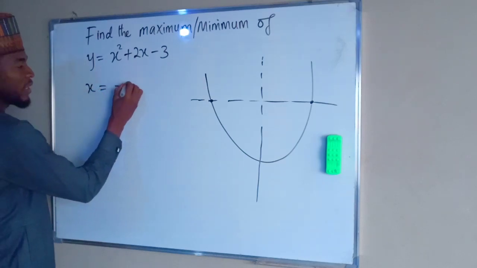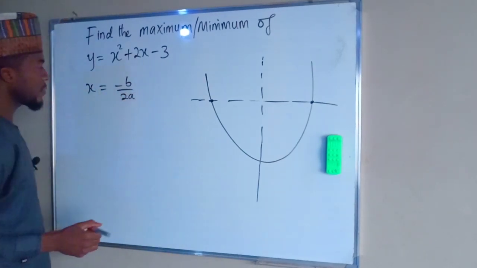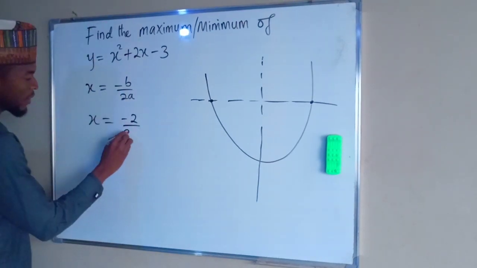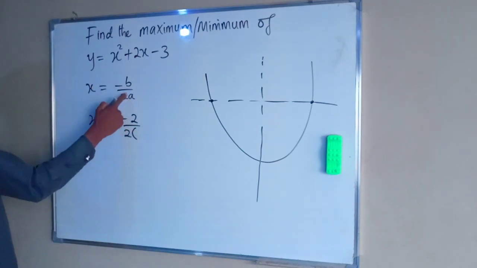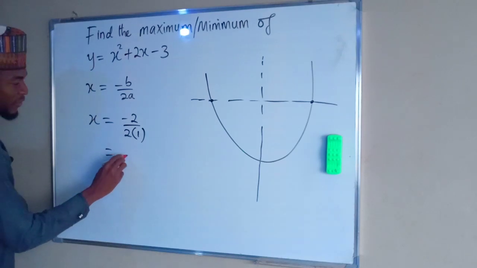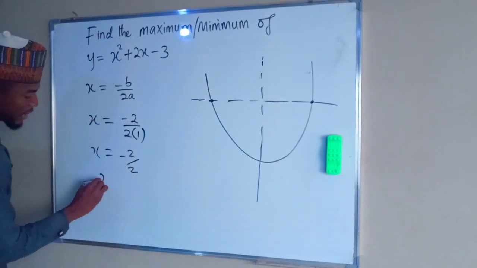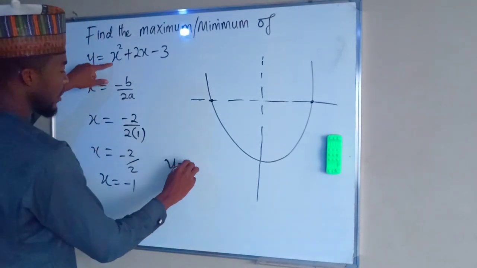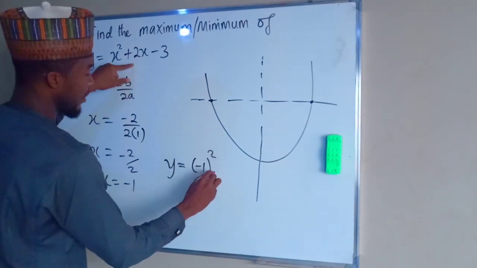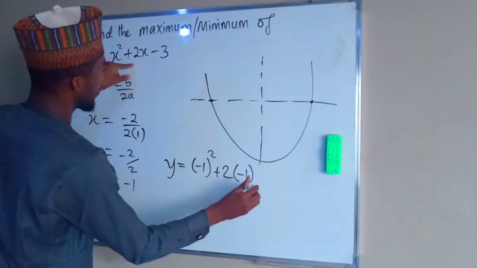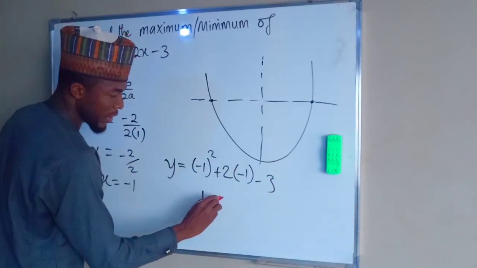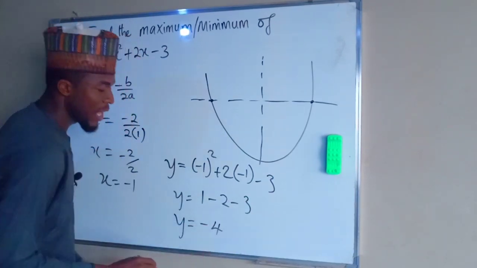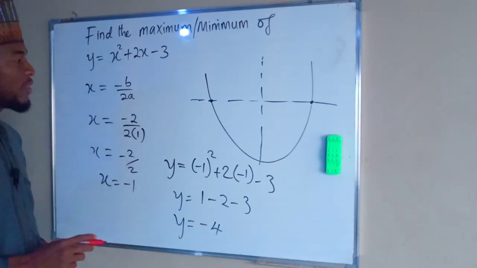X equals to negative b divided by 2a. And now x equal to negative b, which is negative 2, divided by 2 times the coefficient of x squared, which is a, and is 1 here. And this will give us minus 2 divided by 2. And now x equals to negative 1. Now y equals to minus 1 squared plus 2 times minus 1, then minus 3. This is 1 minus 2 minus 3. This is the value of y. Then y equals to minus 4. And this is the minimum value of this quadratic equation.